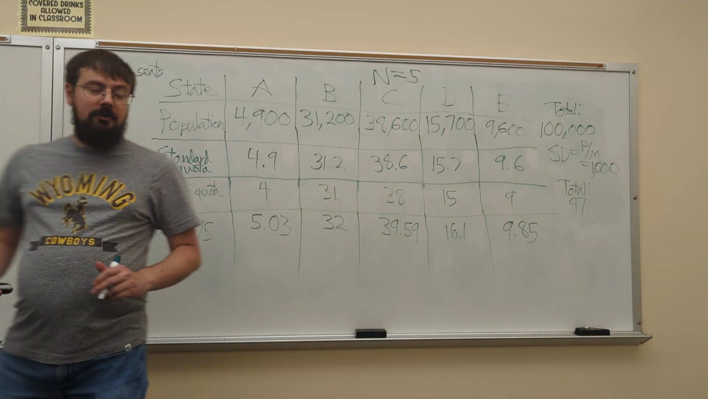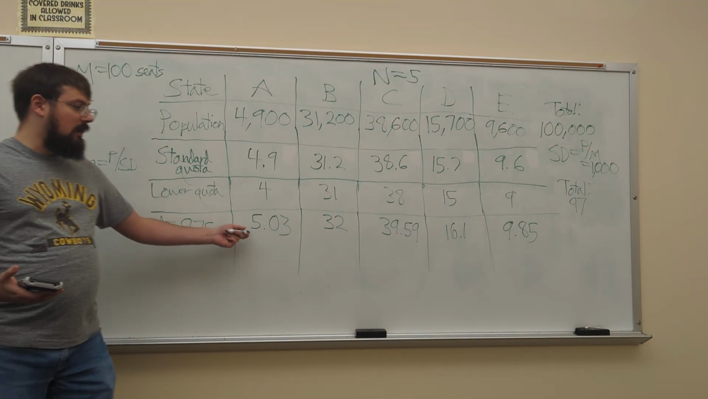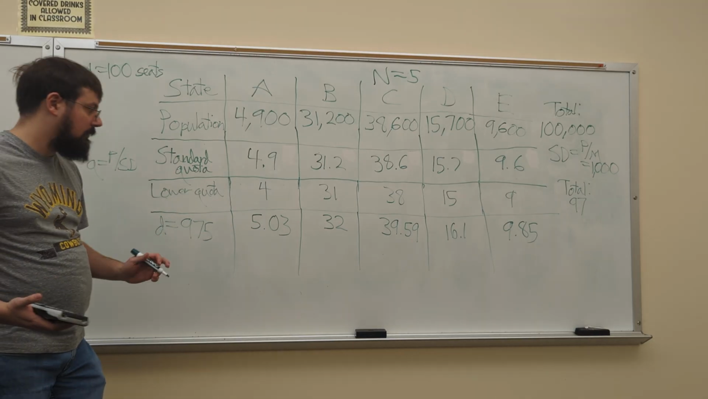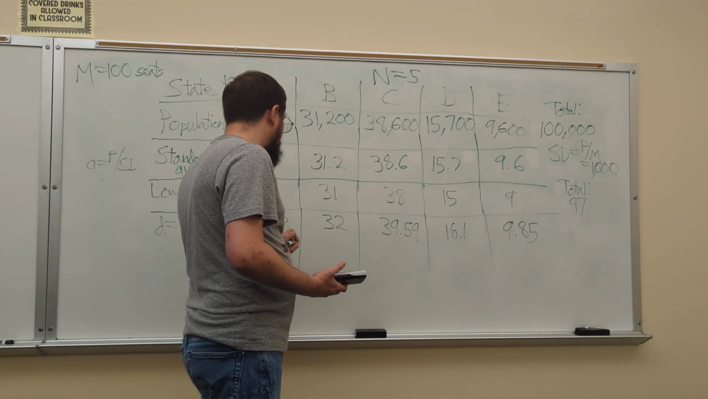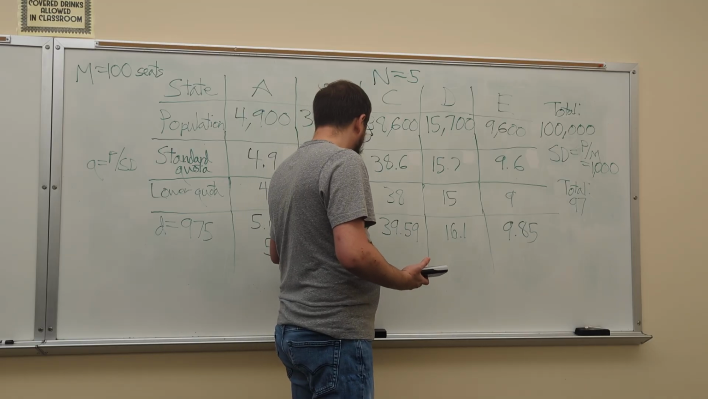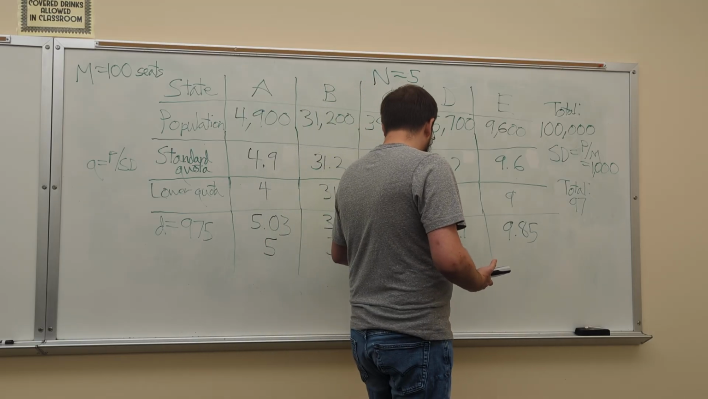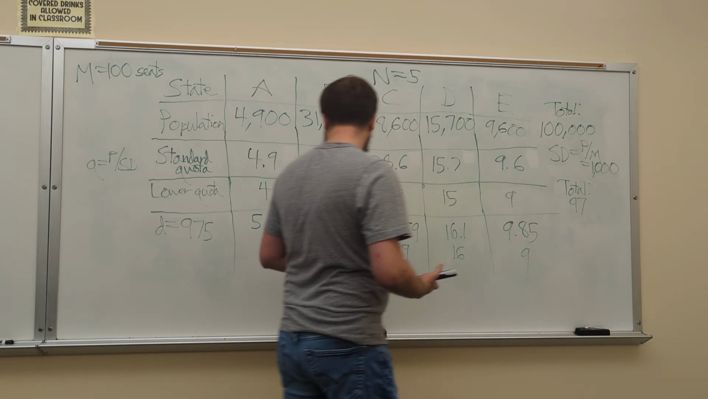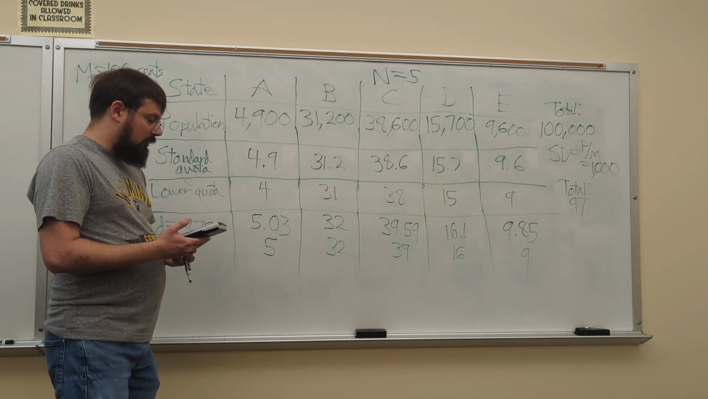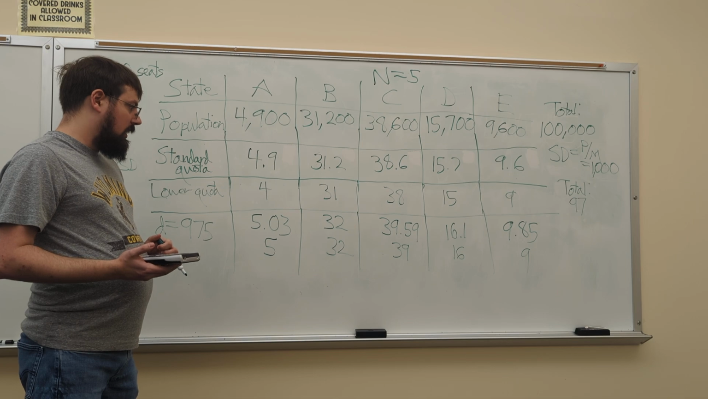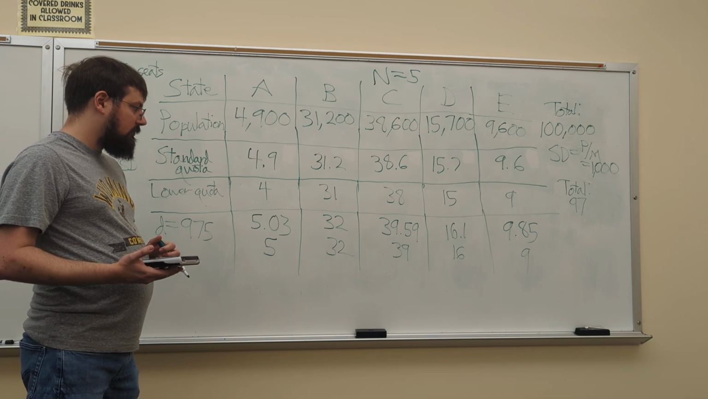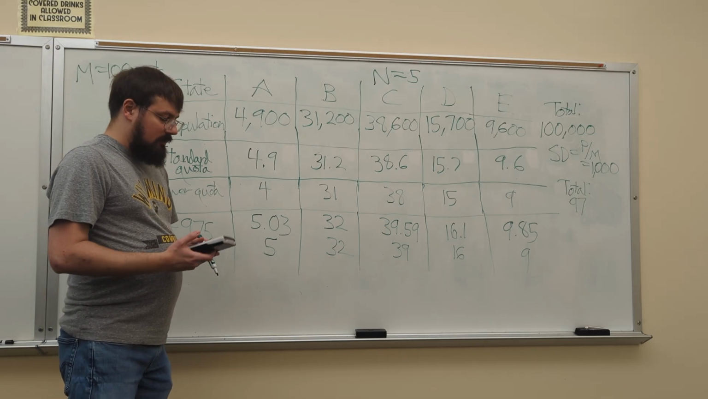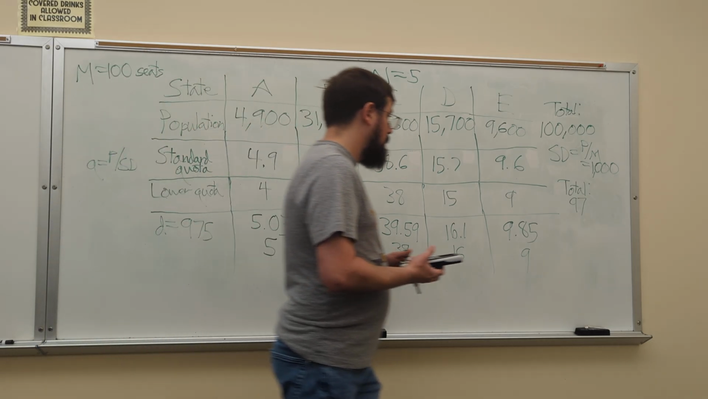So now what we're going to do is round all of these down to the lower quotas and see how many seats we have given out by doing that. So this would be 5, 32, 39, 16, and 9. So if we add all of these up, we get 101.